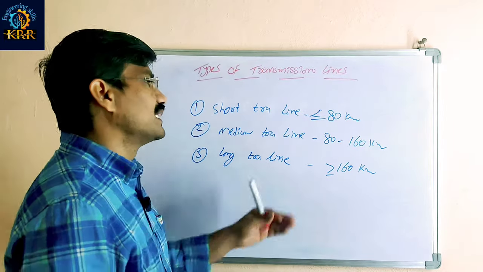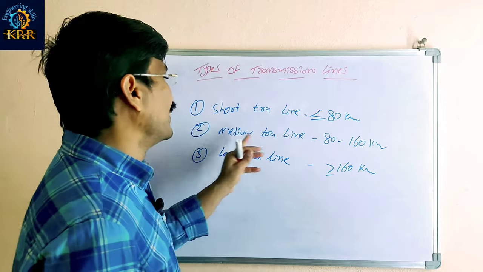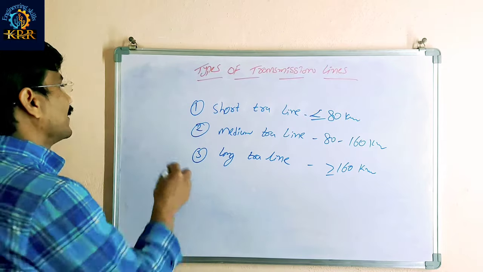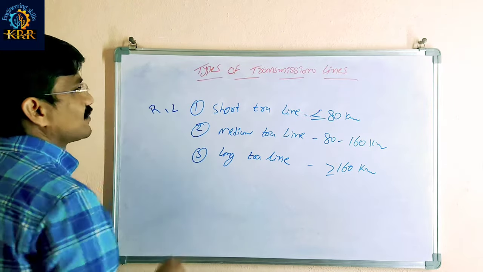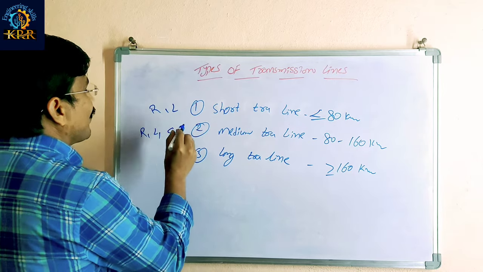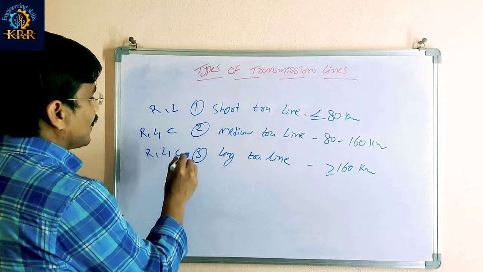Based on length, the transmission lines may be classified into three types: short transmission line, medium transmission line, long transmission line. In the short transmission line, resistance and inductance are present. In the medium transmission line, resistance, inductance and capacitance are present. In the long transmission line, resistance, inductance and capacitance are present.